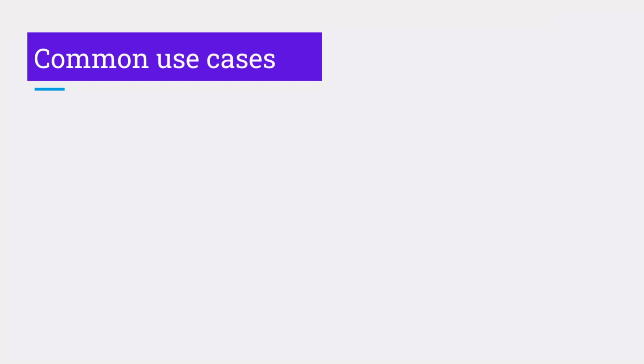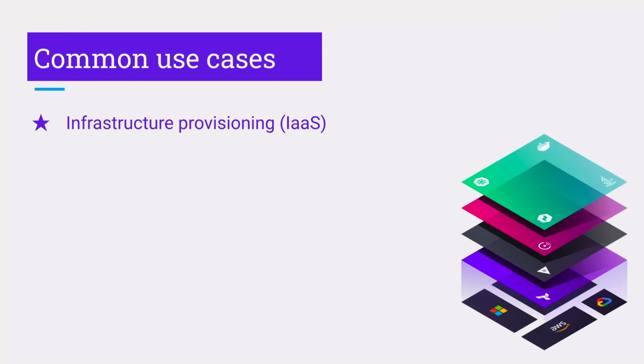Moving on to the common use cases. Infrastructure provisioning. If you want to leverage one of the infrastructure as a service tools out there, such as AWS, Google's GCP, Microsoft's Azure, you can do that, and you can use Terraform to provision that infrastructure. If you don't want to use one of these three, you can also use DigitalOcean. DigitalOcean tends to be less expensive than some of the other ones.